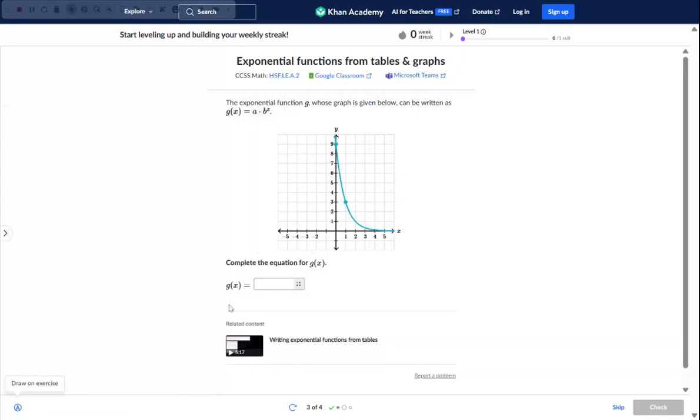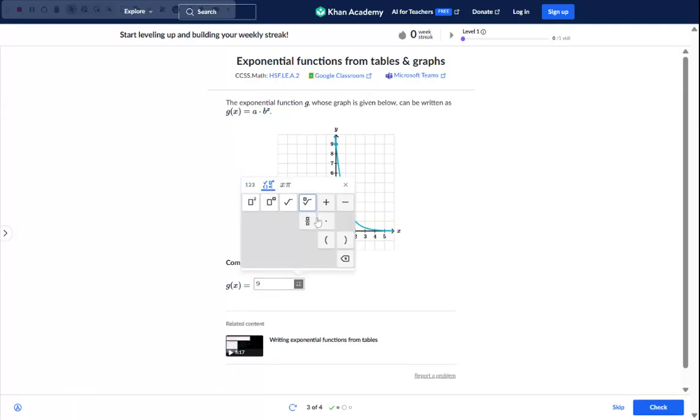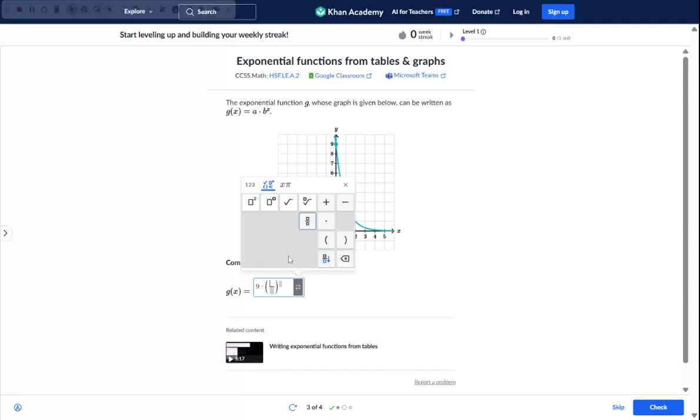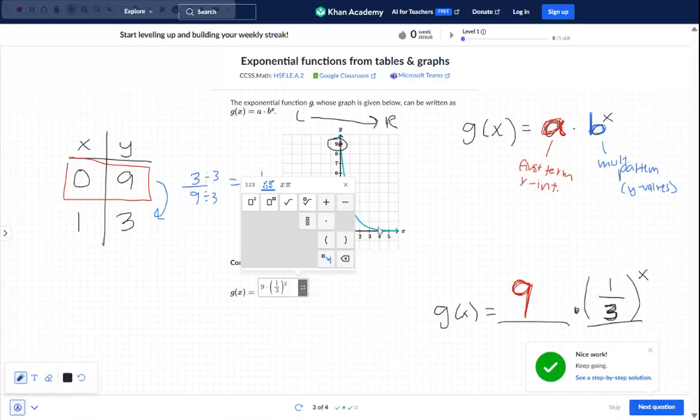All right, so 9 times 1/3 x. Let's try it out now that we know the format here. We got to start with that guy, times 1/3, because we're dividing by 3. X, and we check. Hooray, we did it.